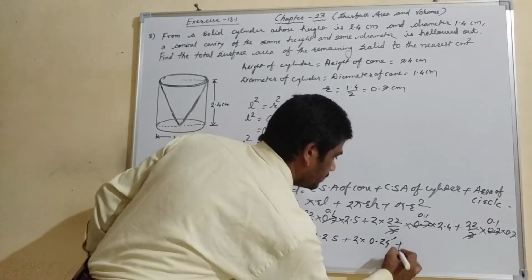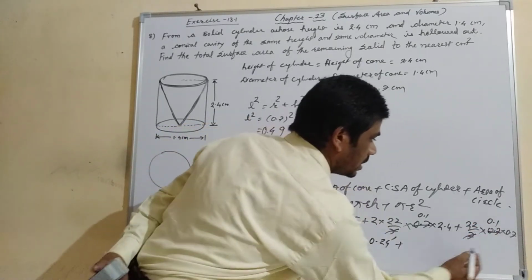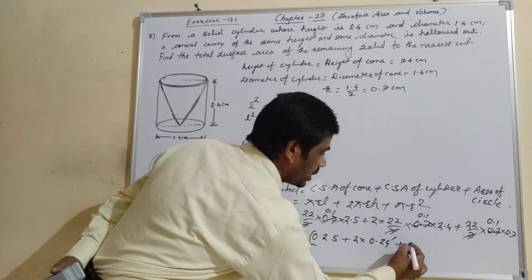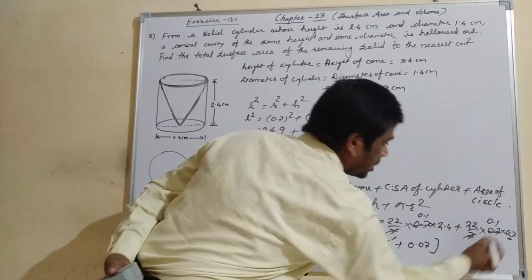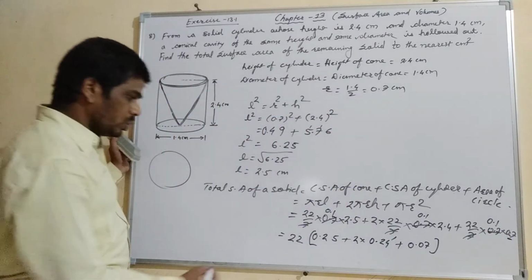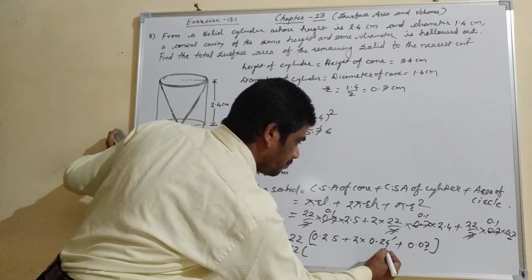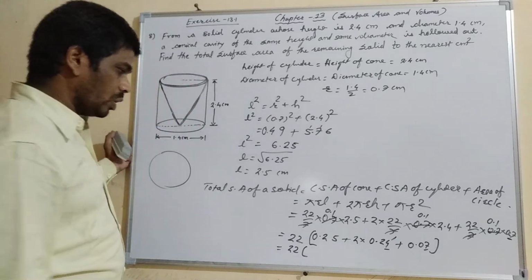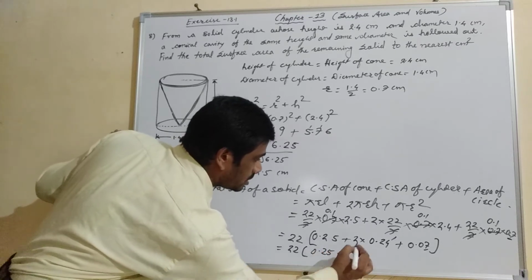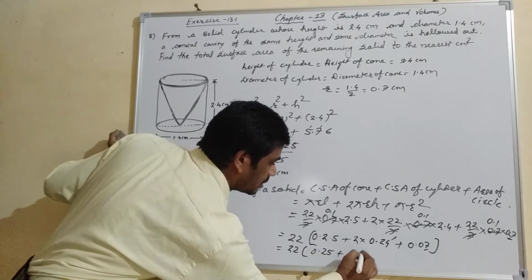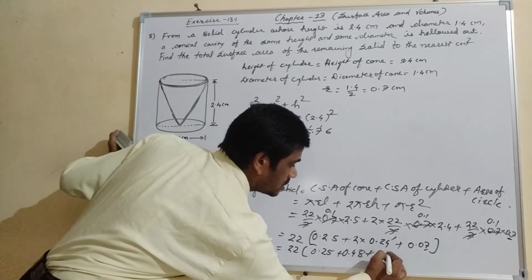Okay, now plus. Here 22 we already took common. Now it will be 7 1s are 7, which means you will get 0.07. Why? Because here also 1 decimal digit and 1 decimal digit, 2 decimal digits. Now you can add this 22. Sorry, we have to multiply even this. So 0.25 plus 24 2s are 48, which means we will get 0.48, plus 0.07.